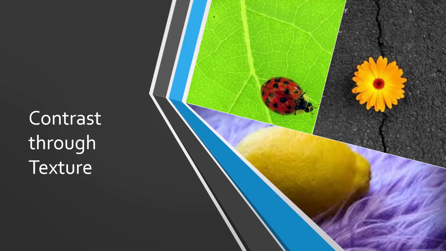We can have contrast through texture. That's a little more subtle. Okay, so like our shiny little ladybug sitting on a leaf, or a lemon, which is a smooth surface sitting on a fuzzy piece of cloth. It's not blatant, but you can get some nice subtleties out of this. How about the contrast between the flower petals and the asphalt?